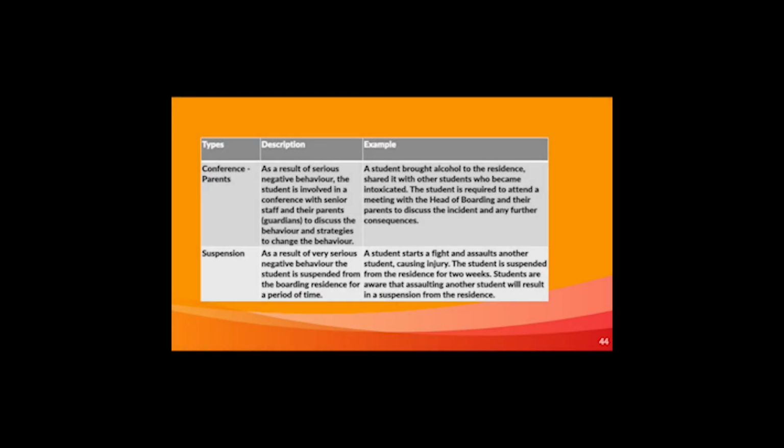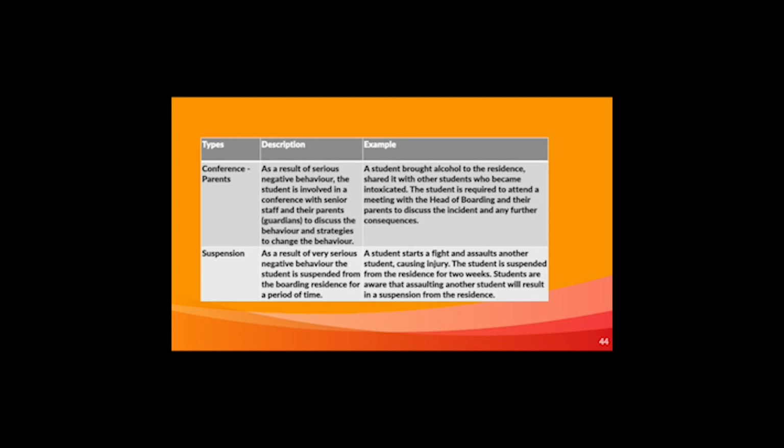A conference with parents. As a result of serious negative behaviour, the student is involved in a conference with senior staff and the student's parents or guardians to discuss behaviour and strategies to change the behaviour. So, for example, a student has brought alcohol to the residence, shared it with other students who became intoxicated. The student is required to attend a meeting with the head of boarding and their parents to discuss the incident and any further consequences.